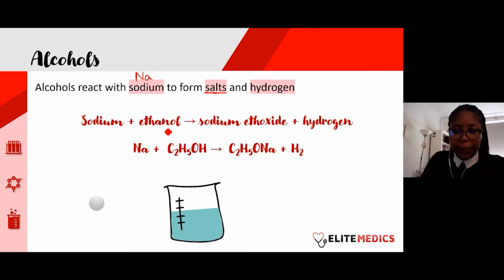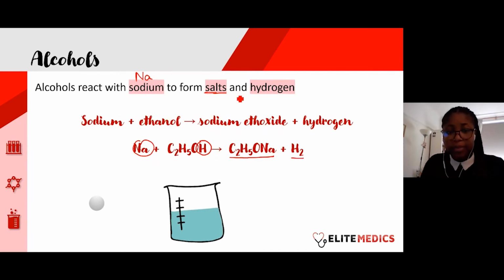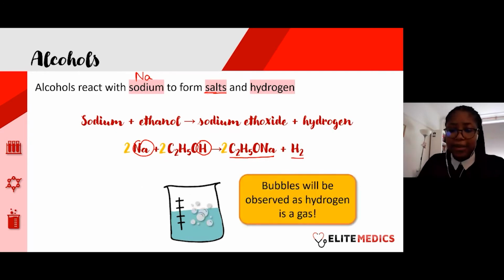So here's ethanol, our alcohol again, and it's going to react with sodium. The products are going to be a salt and hydrogen. And for the salt, you can see that the hydrogen atom in the alcohol has been replaced by sodium. So now you've got sodium ethoxide, which is just how you would name a salt made from sodium reacting with ethanol, and hydrogen on its own. And when this reaction takes place, you'll visibly be able to see hydrogen being formed. Since hydrogen is a gas, there'll be bubbles. So you can always see that there'll be bubbles formed during this reaction.